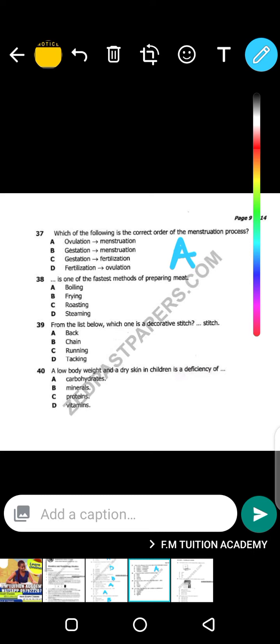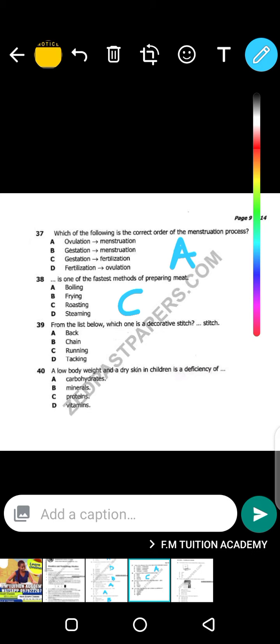38. Dash is one of the fastest ways of preparing food by roasting it. See, when you are boiling food, it will take long to cook. But if you are frying, it also takes long to cook. And then steaming is also going to take too long. The fastest method of preparing food is by roasting it.